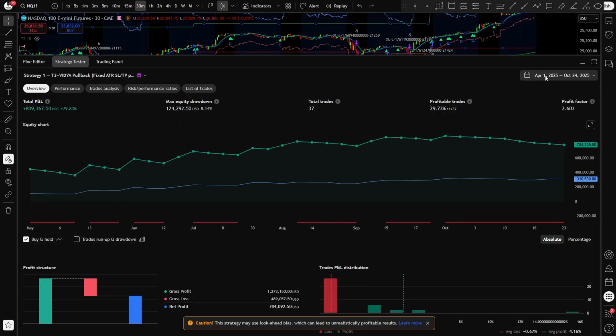And in this around 6 or 7 months, the script took 37 trades, generated 80% net profit with only 8% maximum drawdown. Those values are pretty good. The win rate is not so high, 29%, but that's totally normal. And the profit factor is 2.6, which is actually better than the in-sample optimization date range data.